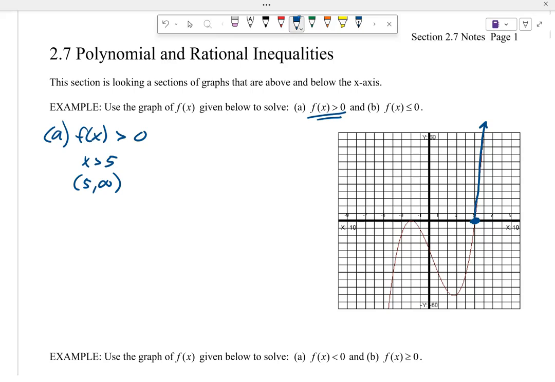Part B is, where is the function value less than or equal to 0? Well, let's outline that in red. All these y values are negative, right? Less than or equal to. How about right there at -2? Yes, it is. It hits right on it. It can be equal to 0 as well, less than or equal to. So I'm hitting all these.